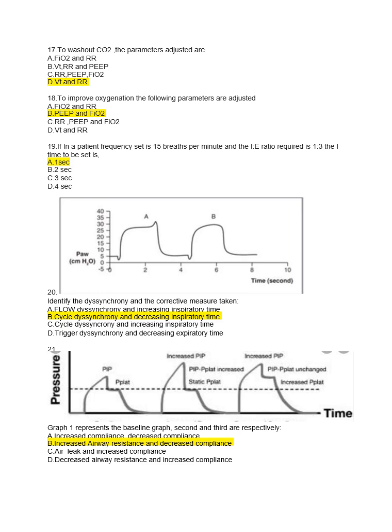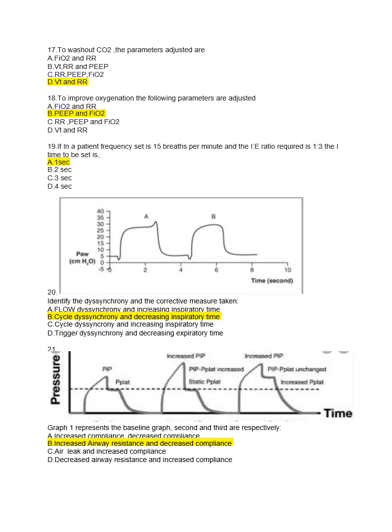So, as a result of the static P plateau with the increased peak inspiratory pressure, the difference between the peak inspiratory pressure and the P plateau is also increased. Coming to the third graph, there is an increased peak inspiratory pressure and also an increase in the P plateau. Since both have increased by the same amount, the difference between peak inspiratory pressure and P plateau is unchanged in the third graph. So the second graph is showing an increased airway resistance. Due to increased airway resistance, the peak inspiratory pressure will be increased, but the P plateau will be static.